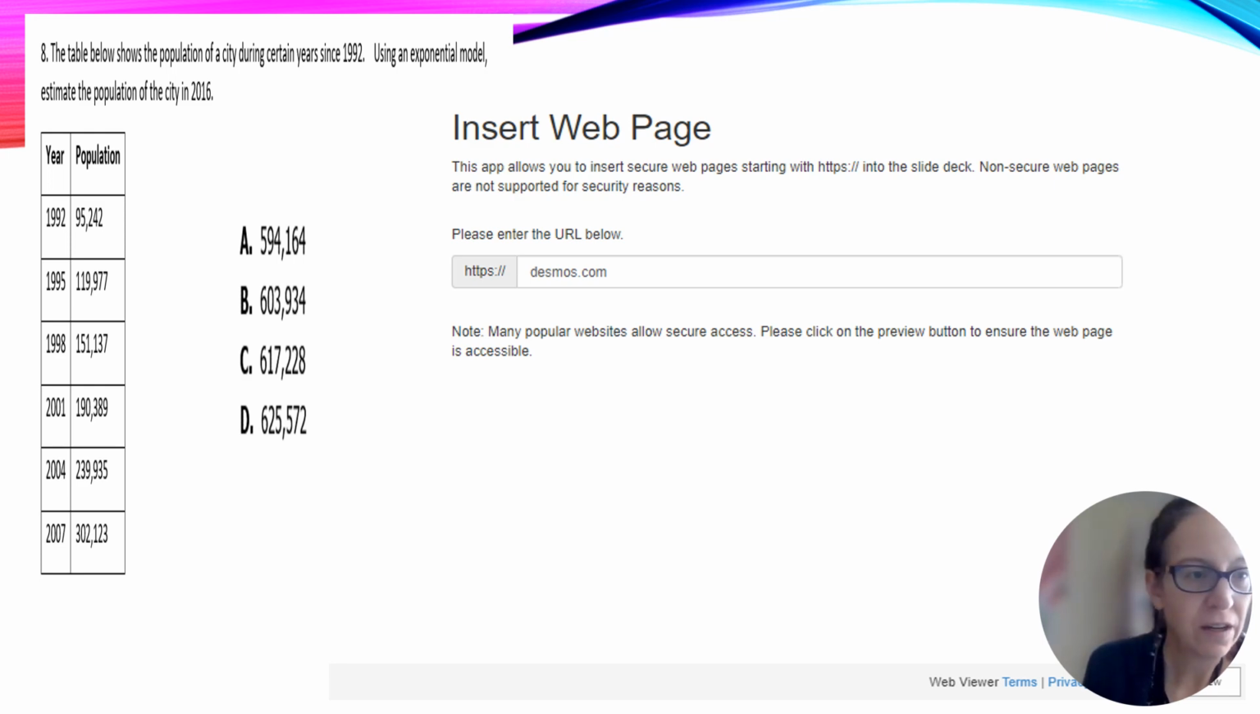Entering the table values: 98, 151, 139, 137, and then 2001, 2004, 2007. Okay. And obviously we can't see any of these.